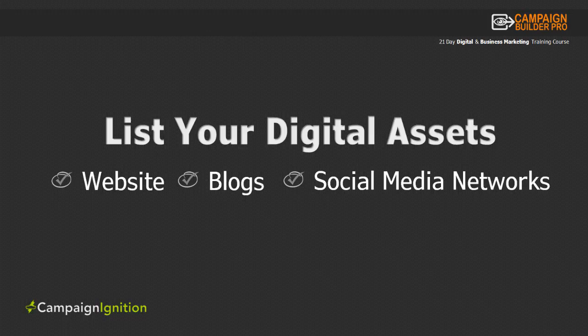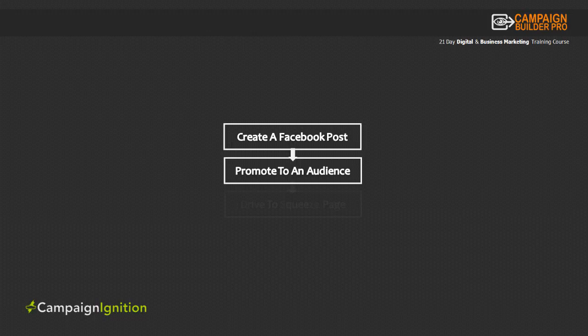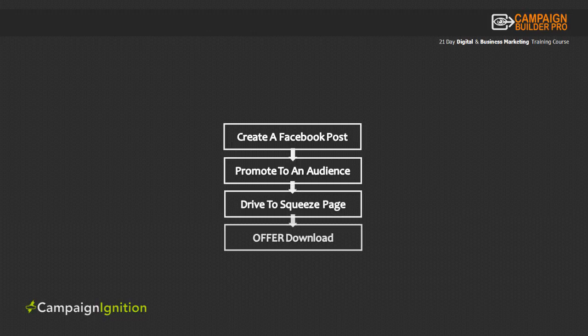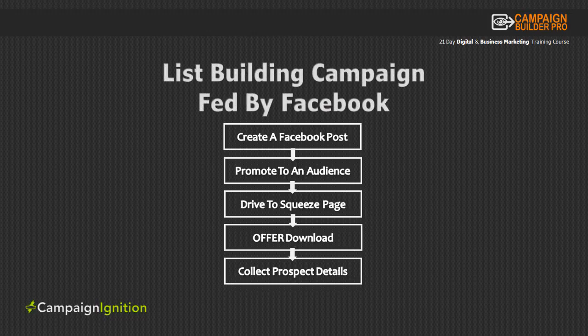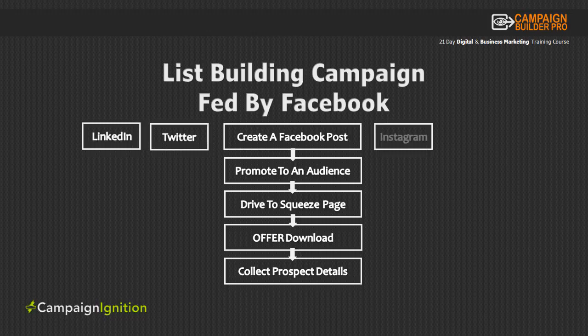So for instance, a simple campaign could be to create a Facebook post, promote it to an audience, and drive that audience through to a squeeze page where you're giving away a download in return for the site visitors' details. So a list building campaign fed by Facebook. And you can use a number of these digital assets to drive traffic through to things like landing pages, squeeze pages, and your website and that sort of thing. So you can see that having a list of digital assets is incredibly important.